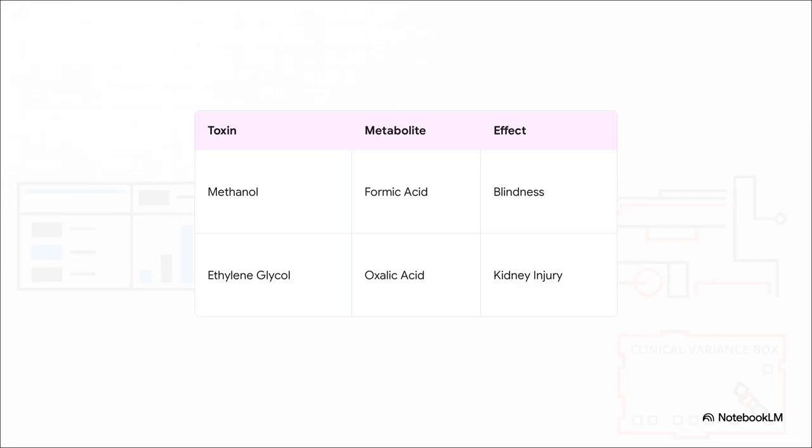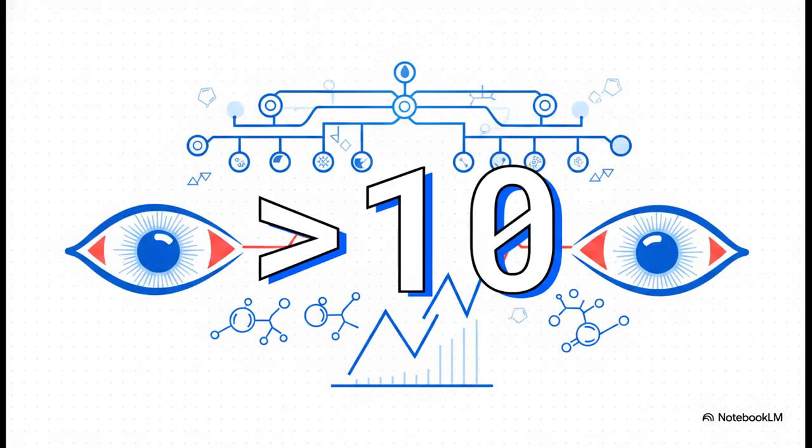Ethylene glycol, on the other hand, metabolizes into oxalic acid. This binds with calcium to form these envelope-shaped crystals that literally shred the renal tubules, causing severe acute kidney injury and acute tubular necrosis. I want you to burn this number into your retinas, greater than 10. This is the elevated osmolar gap threshold that dictates immediate, aggressive intervention.